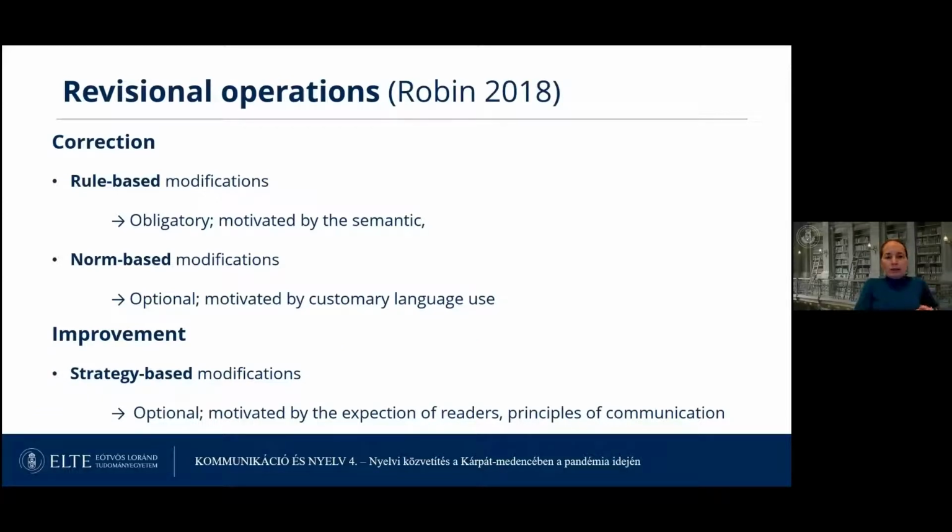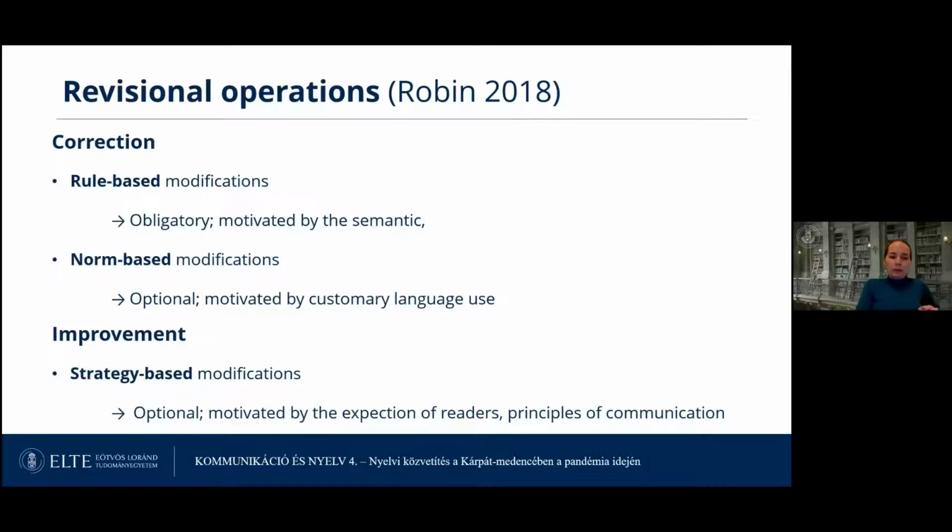In order to serve the purpose of correction and improvements, the revisers employ revisional operations. Correction is served by rule-based modifications. These are obligatory, motivated by the semantic, morphological, and linguistic rules of the language. And also by norm-based modifications. These are optional. So revisers may choose whether to employ these modifications or not.